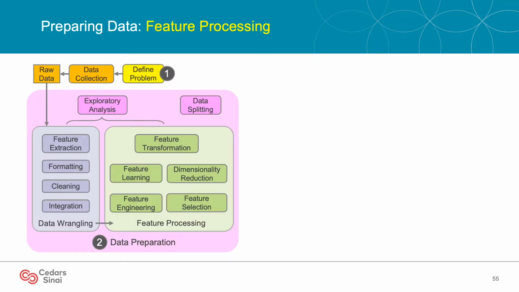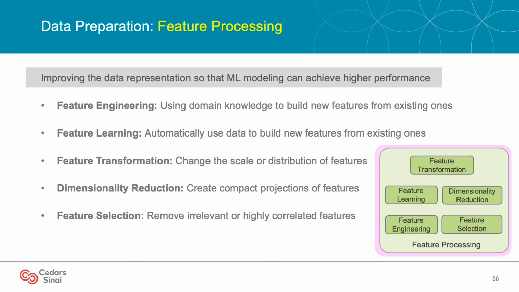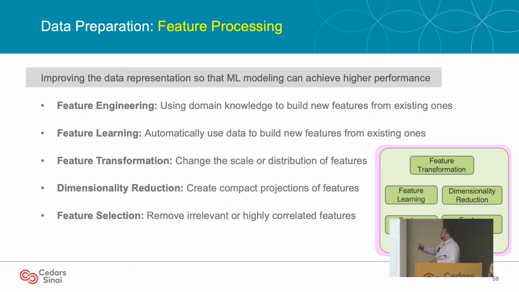All right, next up, feature processing. We're going to focus on this green shape here and everything inside of it. So feature processing is all about improving the data representation so that machine learning modeling can achieve higher performance. This includes feature engineering, where we use our domain expertise to build new features from existing ones. So this is usually done by a human being.